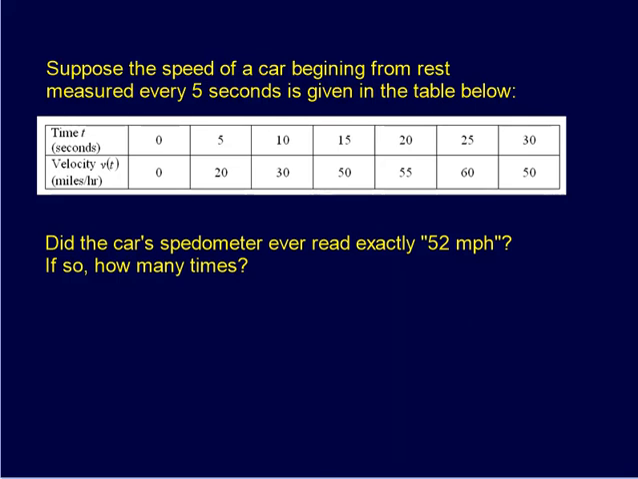And so I actually would like you to just read the scenario that's presented here, read the table, and then think about the question that's on here. The question at the end is, did the speedometer's car ever read exactly 52 miles an hour? If so, how many times? I'd like really to say, what's the minimum number of times? I'd like you to maybe pause the video now and look at this question in the table and think about how you would answer the question.